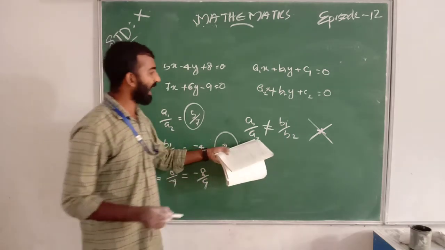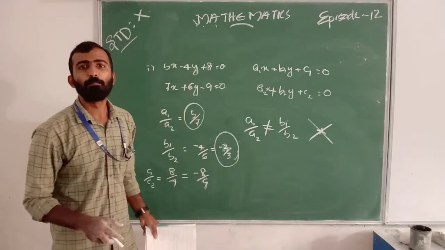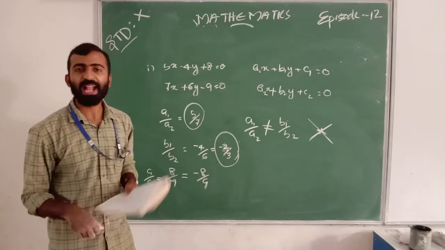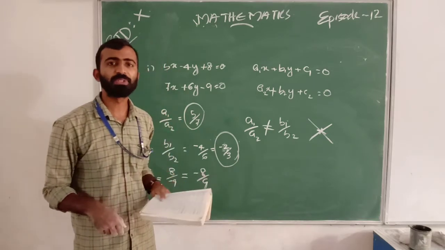Here a1 by a2 is not equal to b1 by b2, so it is intersecting and it has exactly one solution. Any doubt? Okay.